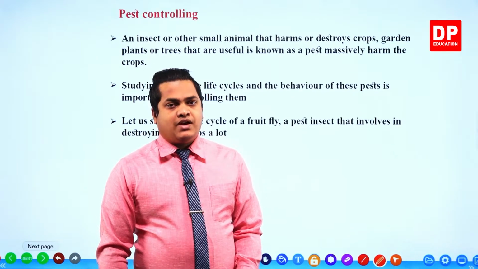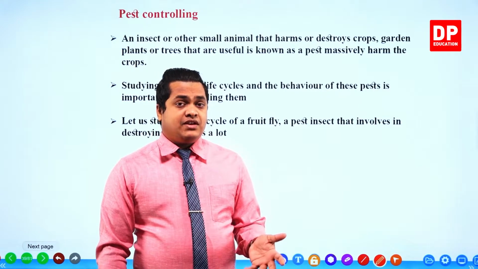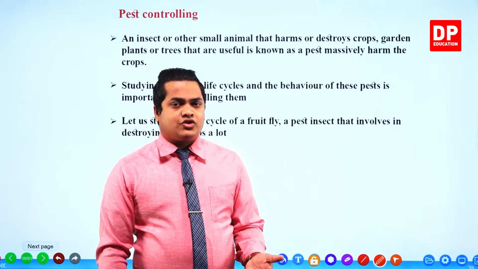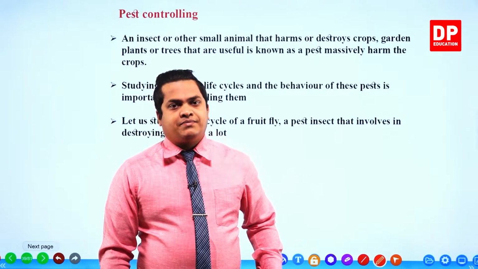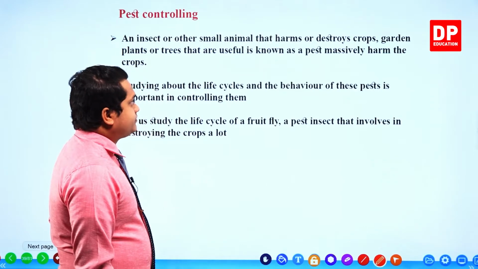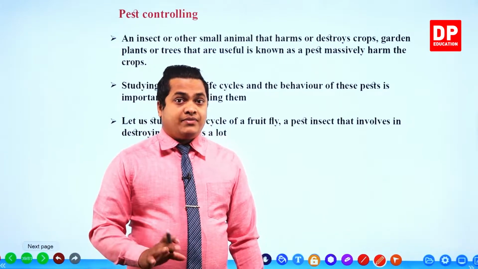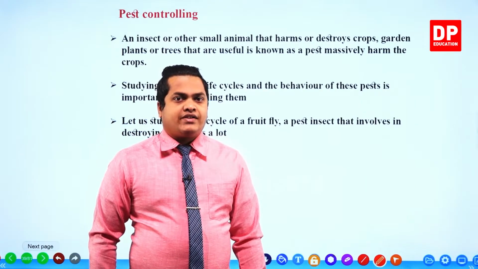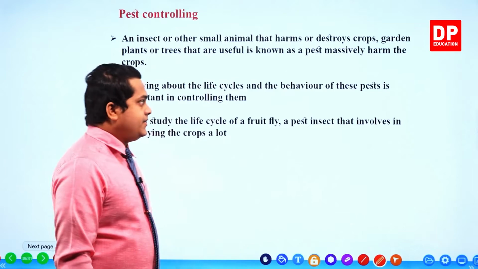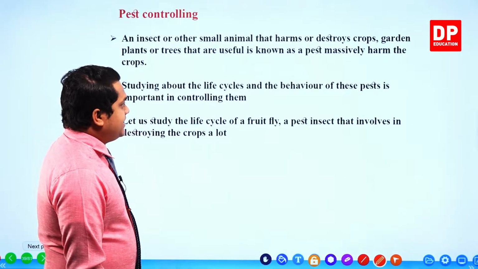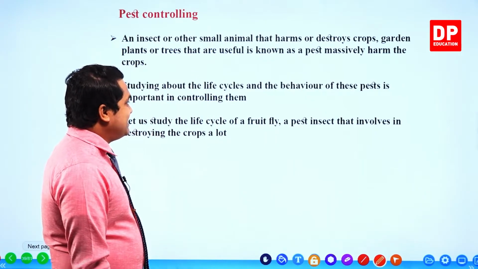Especially the plants. So if a certain animal is going to harm our agriculture and plantation, then that animal is considered a pest, my dear children. A pest massively harms the crops, right? For agricultural crops, the pest is going to harm massively. Then studying the life cycles and the behavior of these pests is important in controlling them.